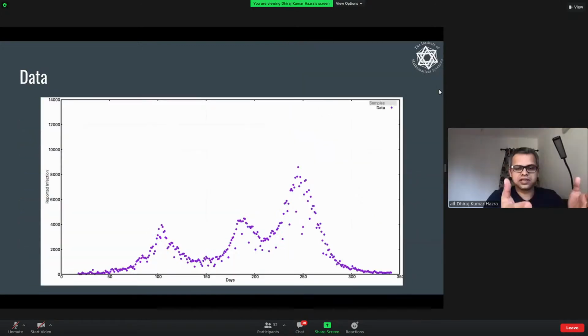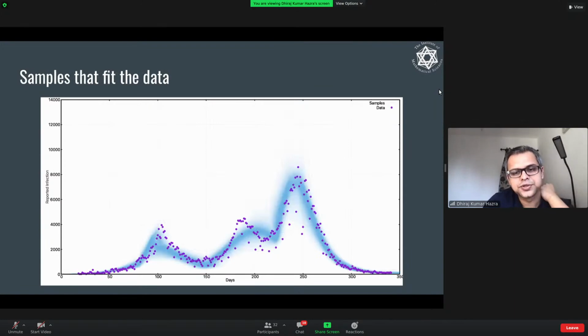Okay, now let's come back to the Delhi data. So this is the data. Now we have run our model, the INSIGHT model, and sampled the parameter spaces. From there, what we did is that we randomly chose 100 of the lines that are supposed to represent the data. Okay, so these are the lines that we get. So this is how our model is describing the data.